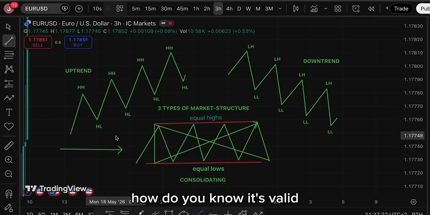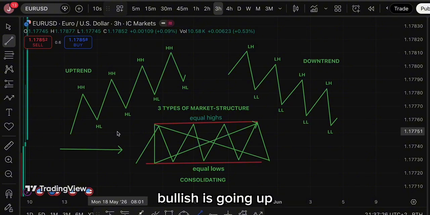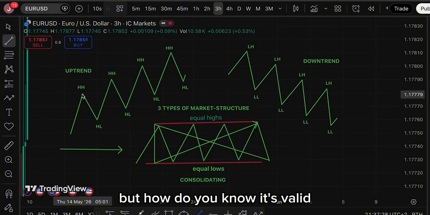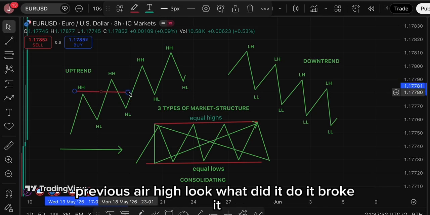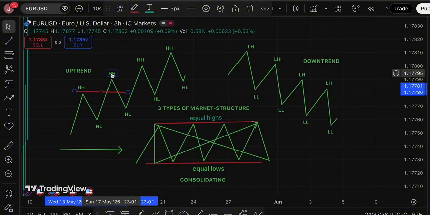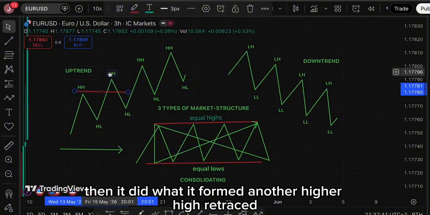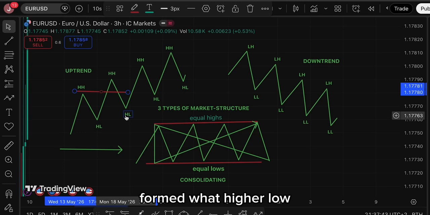How do you know it's valid? You know it's an uptrend. You know the market is bullish. It's going up. But how do you know it's valid? When this higher high keeps breaking the previous higher high. Look. What did it do? It broke it. Then it formed another higher high. Retrace. Formed what? Higher low.